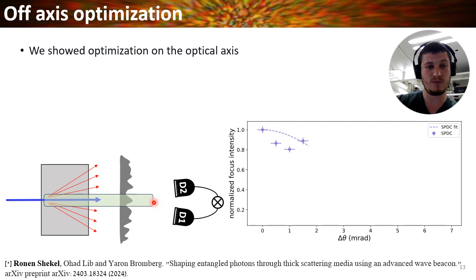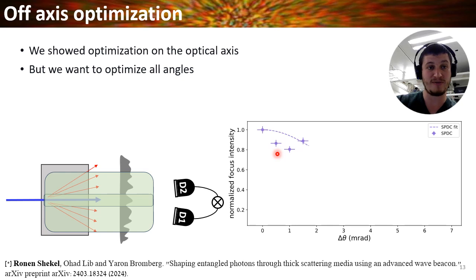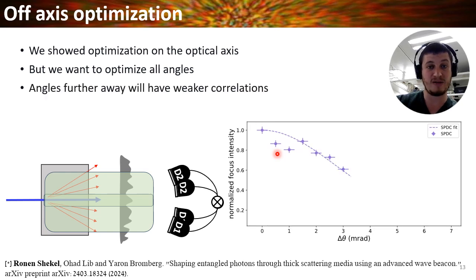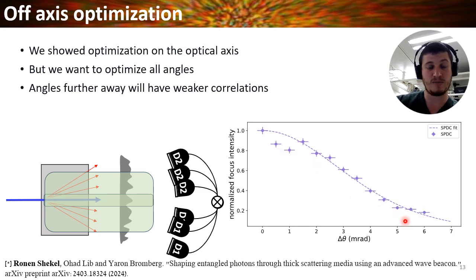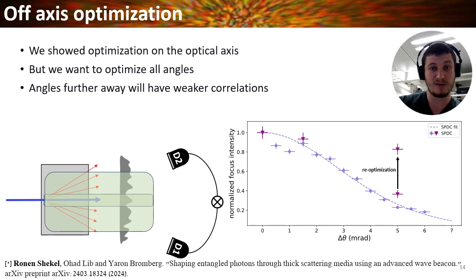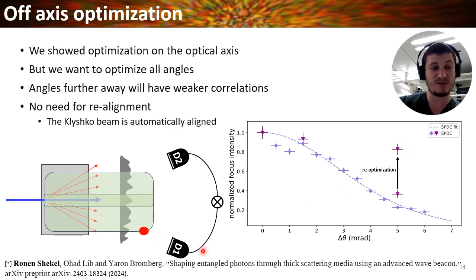Okay, so I showed you that we optimize, but only on the optical axis. And when you optimize on the optical axis, it also optimizes some small range next to the optical axis. But we want to optimize for all the different angles. If I go and look at angles further away from the optical axis, the correlations decay and become weaker and weaker. And say now we want to optimize in this region of the angles. Using our method, we simply rerun the Klyshko optimization and regain the strong quantum correlations. And note that there's no need for any realignment, since the Klyshko beam is automatically aligned with the quantum experiment that we want to do.